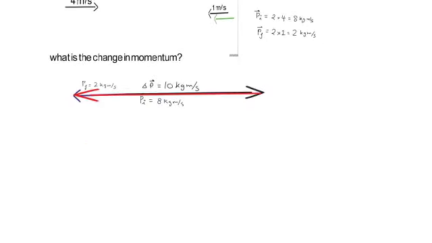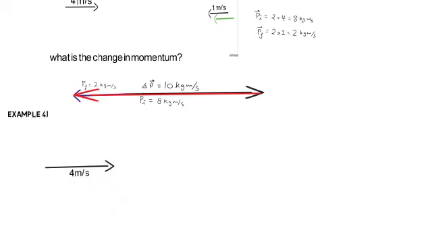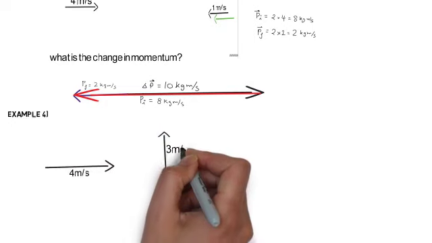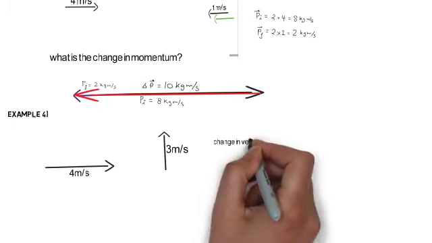In the next example, example number 4. Here a body moves with a velocity of 4 meter per second towards east, and after some time the velocity of the body changes to 3 meter per second towards north. Thus Vi vector is 4 meter per second towards east and Vf vector, the final velocity, is 3 meter per second towards north. The question is, what is the change in velocity?